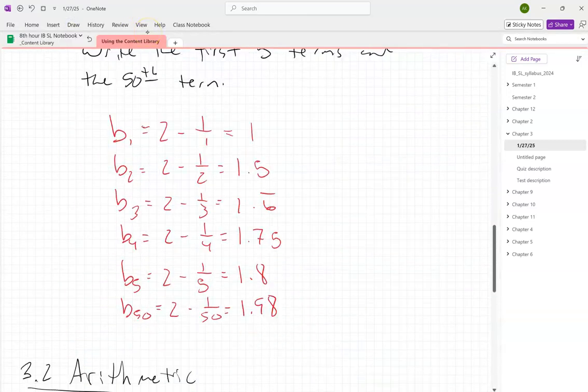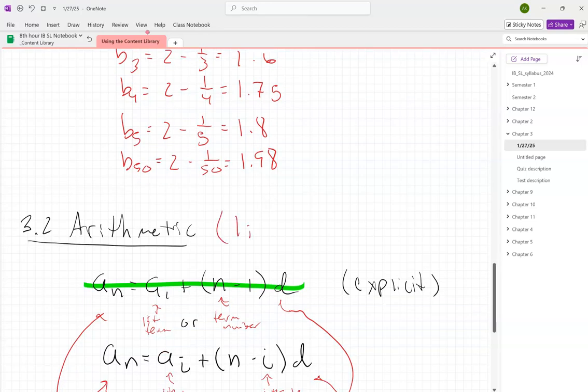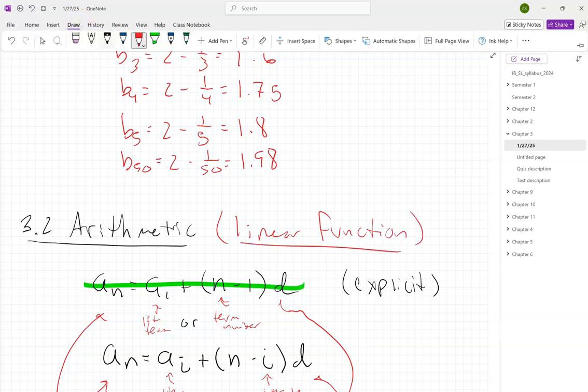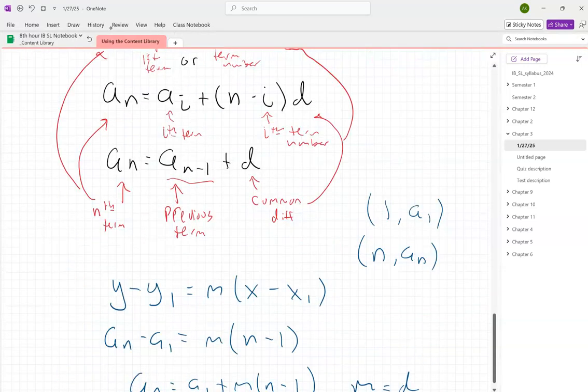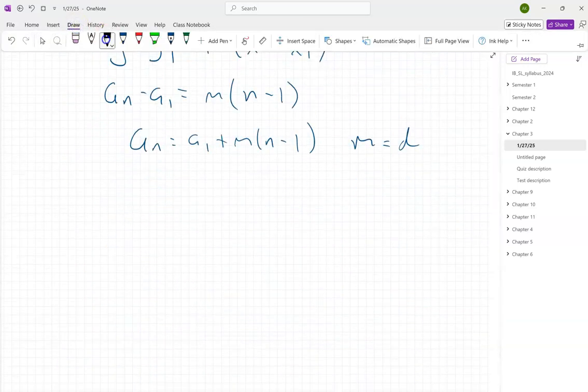So when I see arithmetic, I think linear function. So everything that we did last chapter, where we wrote equations for lines, we can do all those same techniques here with arithmetic sequences. You don't have to use the arithmetic formulas. You can just treat them like points and write equations for lines, which we're already pretty good at, right? Reasonably so. All right, let's just run through some examples. That's about the gist of it, though.